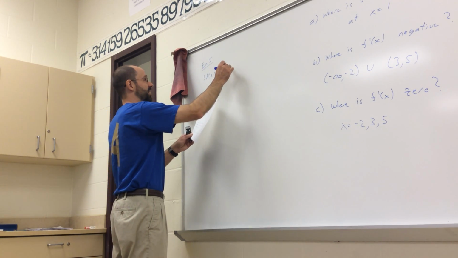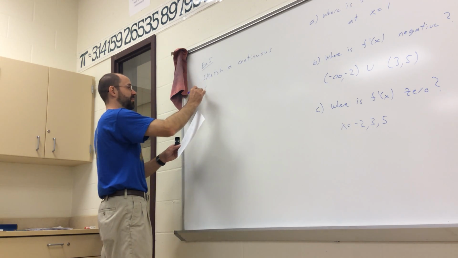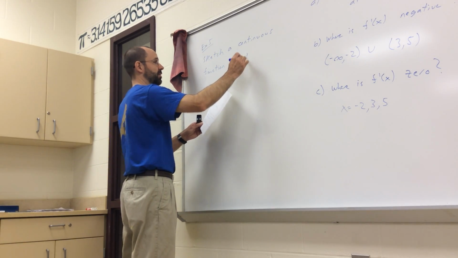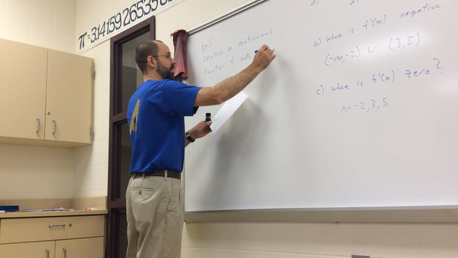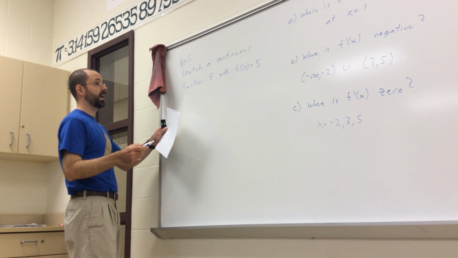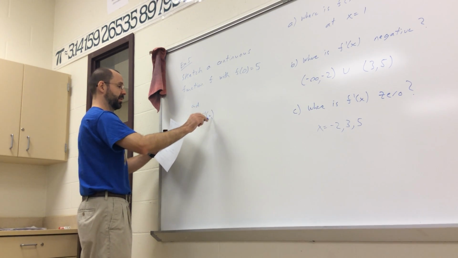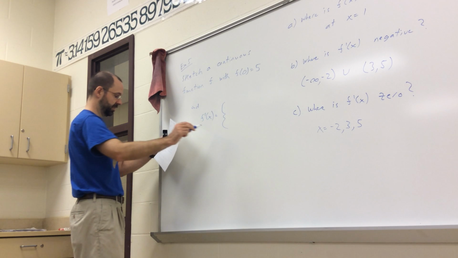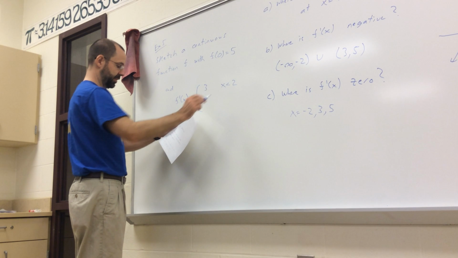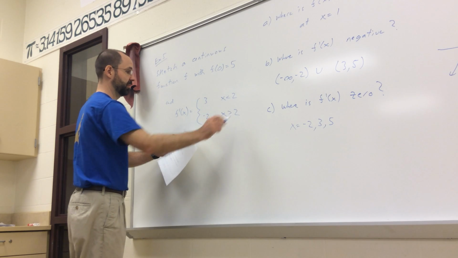Okay, sketch a continuous function f with f of 0 equaling 5. And I'm going to give you some information about f prime. F prime of x is 3 when x is less than 2, and it's negative 2 when x is bigger than 2.